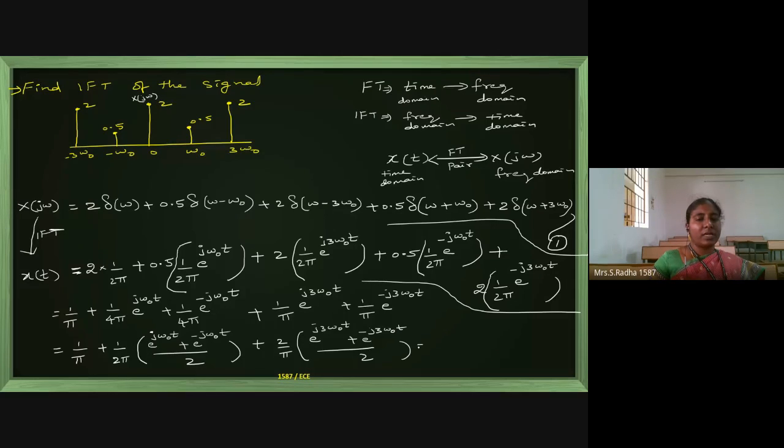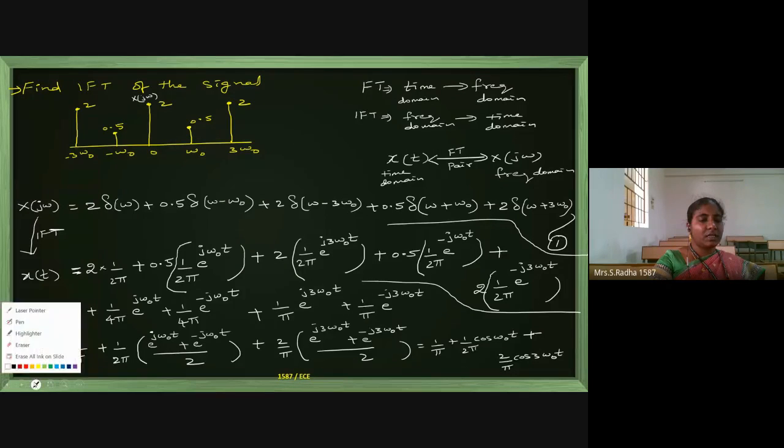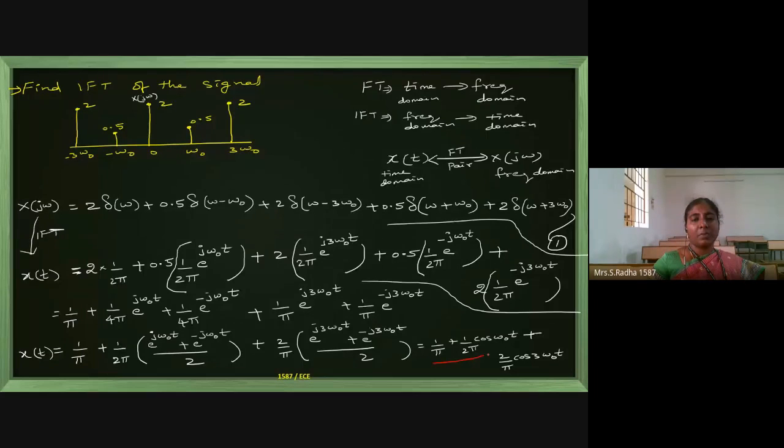Okay, and finally it is 1 by pi plus 1 by 2 pi cos omega naught t plus the last term is 2 by pi again cos 3 omega naught t. This is the final answer, the time domain signal x of t. 3 terms are there. At the beginning 1 by pi, then 1 by 2 pi cos omega naught t, then 2 by pi cos 3 omega naught t. This is the final answer.